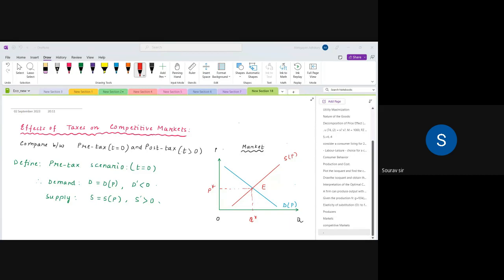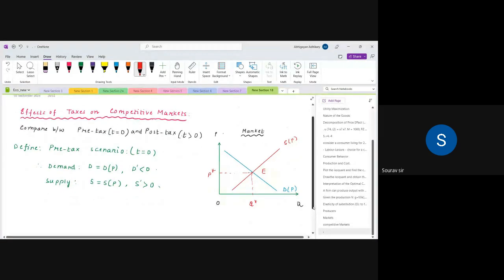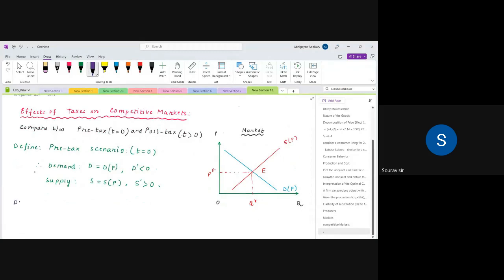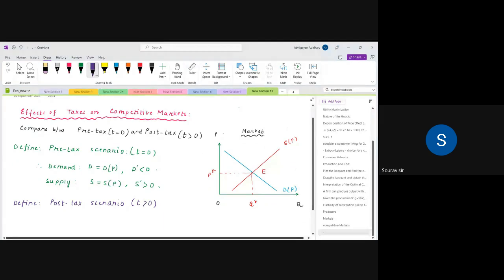Now let's come to imposition of tax. We want to define the post-tax scenario. Post-tax scenario means I want to consider T strictly positive. Does anybody on this call know about the types of taxes that we usually have? Direct and indirect. Okay, but over here we are not talking about the demand side, so direct taxes are out. Direct taxes are ones that are taken directly away from your income. So specifically, I talk of indirect taxes.